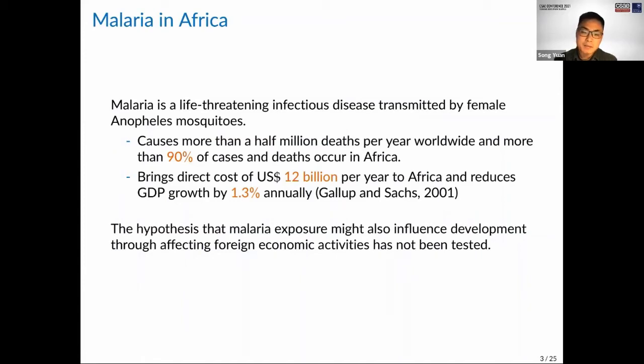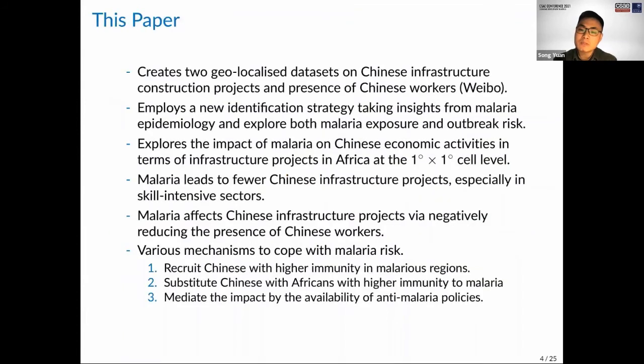It is also hypothesized that malaria exposure might affect development through affecting foreign economic activities like trade, FDI, and foreign infrastructure projects. But this channel has not been tested. So what are we going to do in this paper?